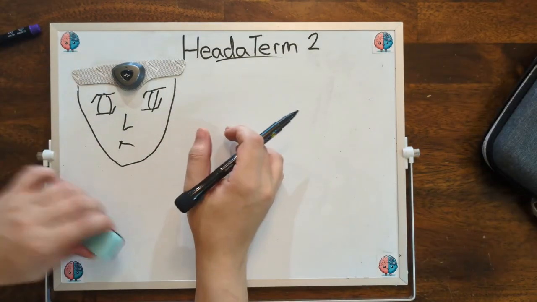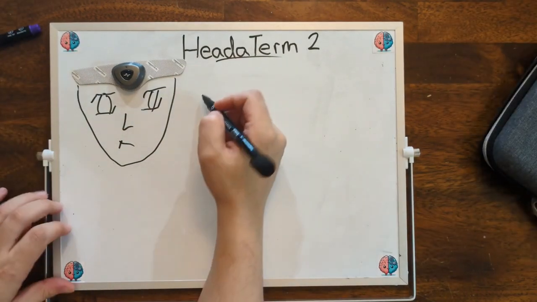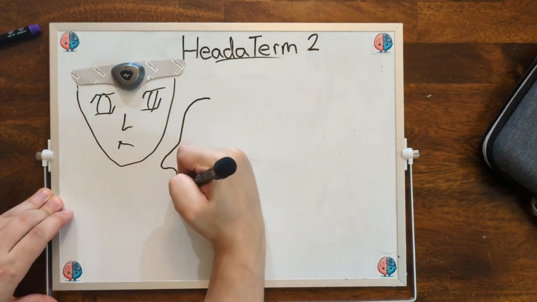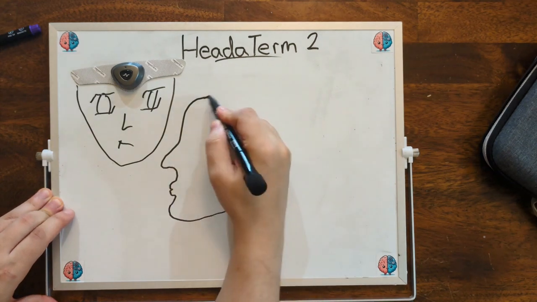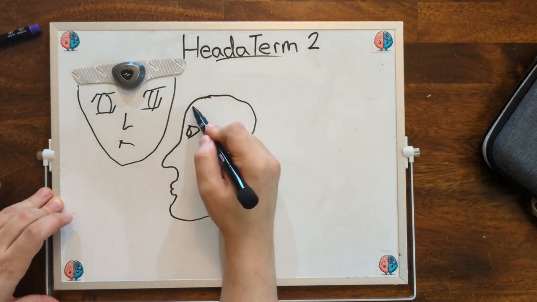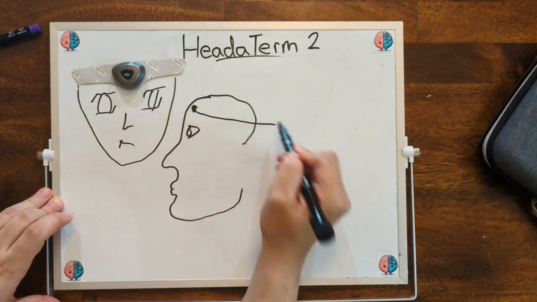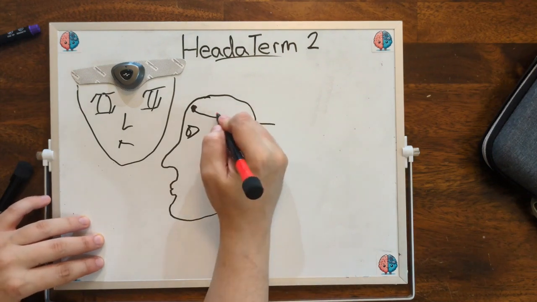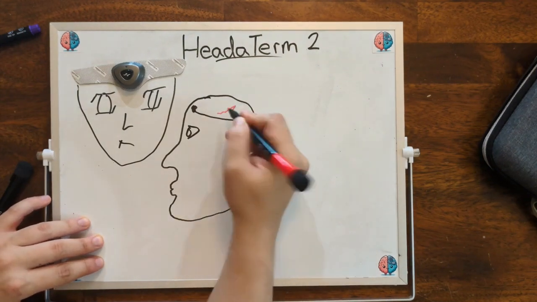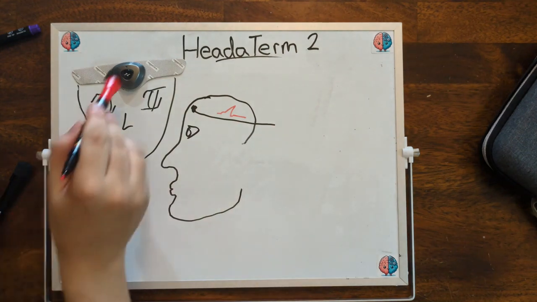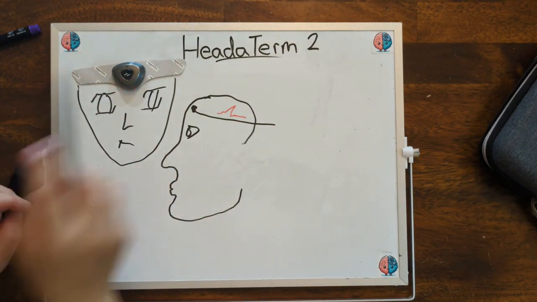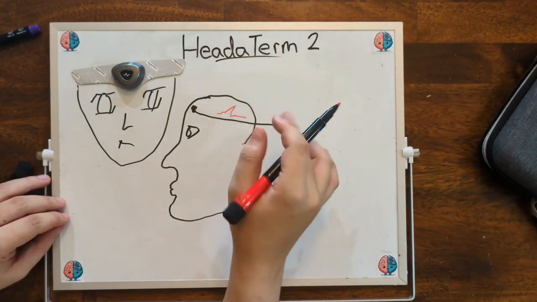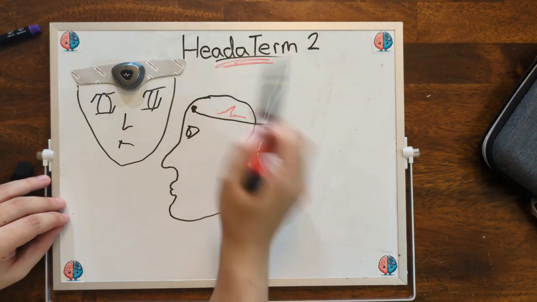On the forehead and everywhere in our skin, there exist mechanoreceptors. So let me just draw a face here. Nose, chin. Okay. So there exist mechanoreceptors, and these turn mechanical energy, like touch, into electrical energy. So an action potential, okay? Very similar to what's on the logo for the HeadaTerm 2 device. We'll get into action potentials later, specifically when we talk about cortical spreading depression, but not for HeadaTerm.